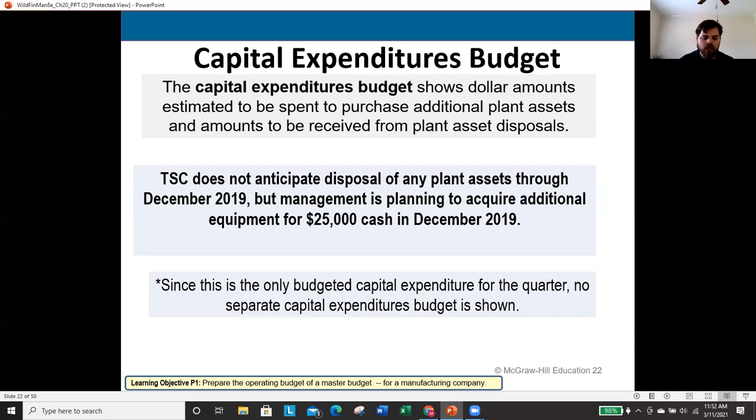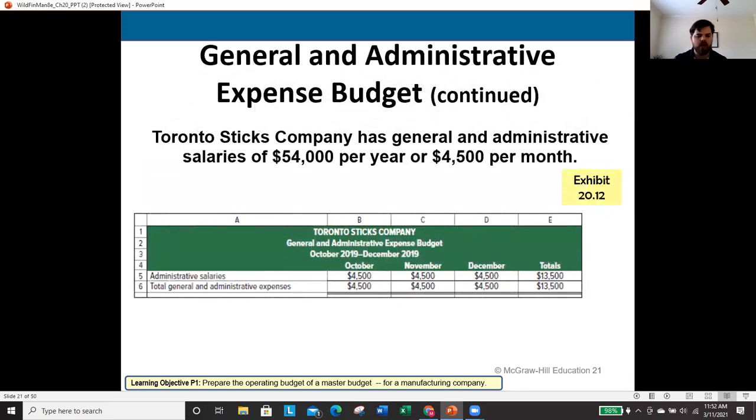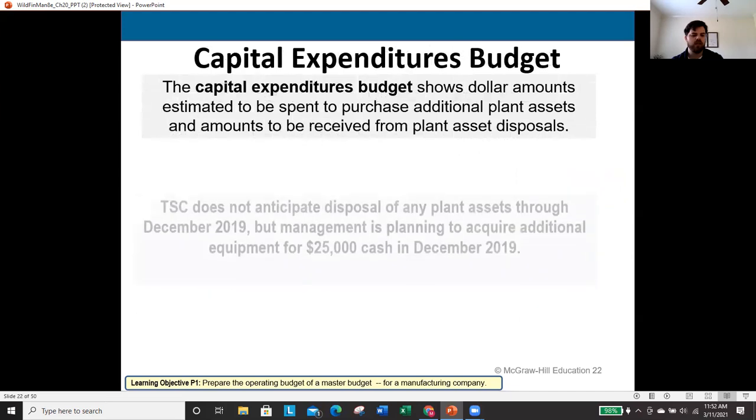Now, since this is the only actual expenditure of this type, they're not going to show you this. But if you want to imagine what this would look like, it would basically look the same as my general and admin budget. The only difference is that we would put planned capital expenditures or something on that left-hand line where it says administrative salaries. We would see 0 for the month of October, 0 for the month of November, and of course that $25,000 in the month of December.